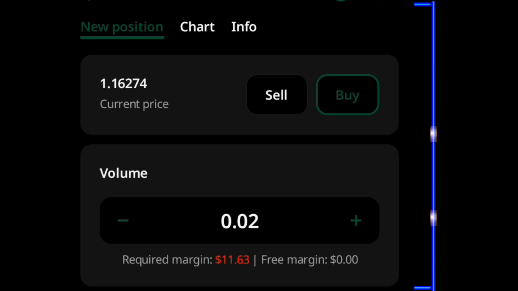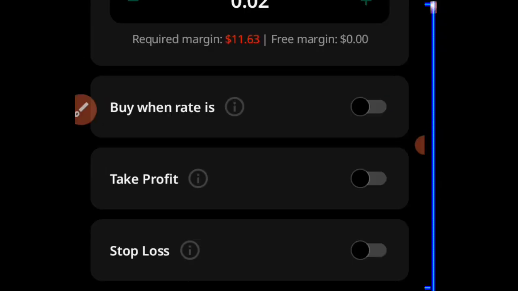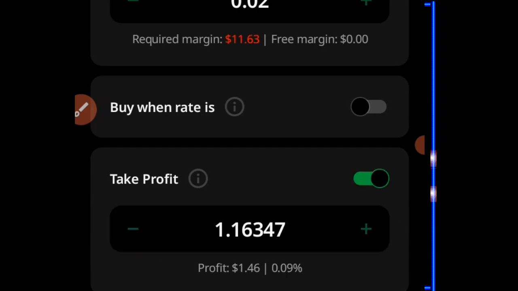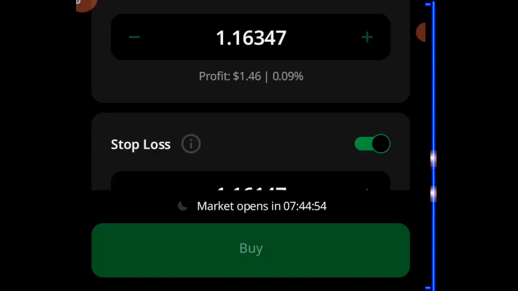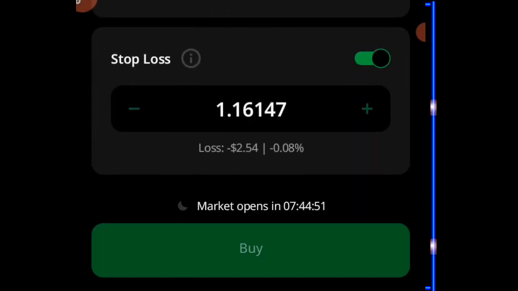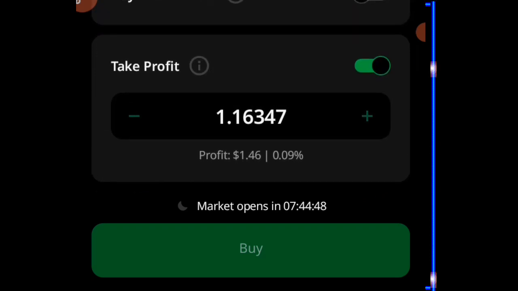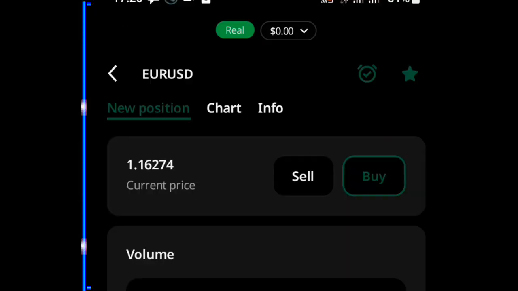But here is where you can open a position. We have take profit here. We have also stop loss here. From here, this is where you can place your trade. Now, if you want to learn trading here, you can come here on this top here if you are a beginner. And then from there, you click there.